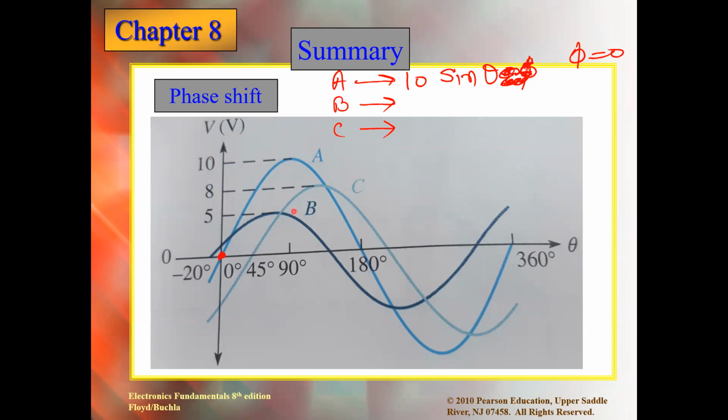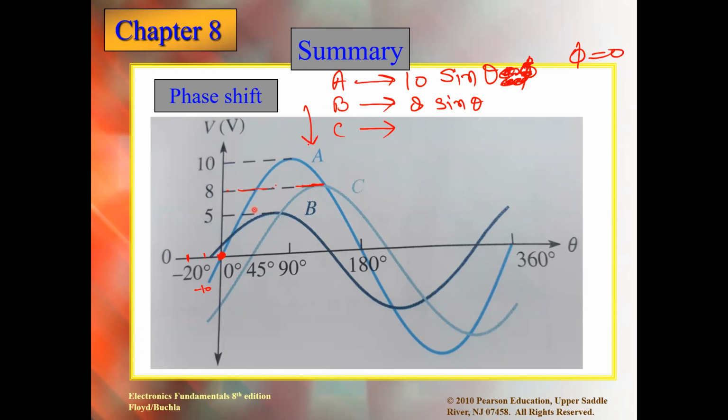Similarly, for the B, if you check the B, this is 20 and somewhere here is minus 10, for example. Now you check for the B. What is the equation for the B? So B is basically peak value is 8 sine theta. Now you check whether B lags or leads the reference. Your reference is the one which is starting from the 0 axis. That is, A is your reference. So you check for the B.